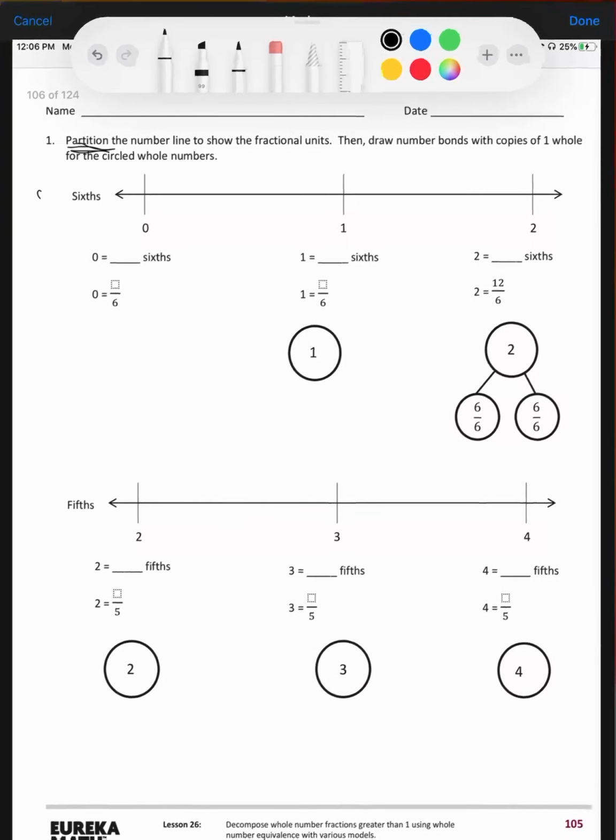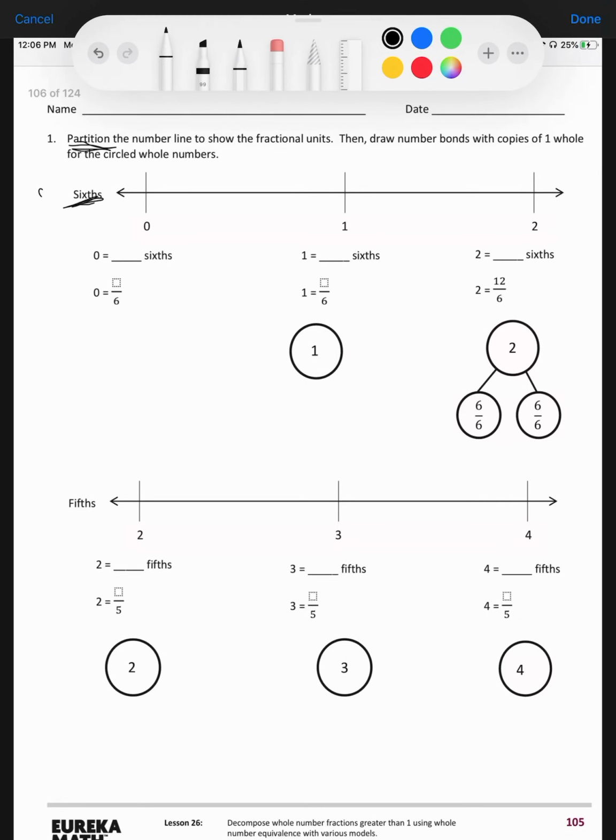So our first one here says sixths. So the first thing we need to do is partition the number line, or break the number line up into sixths. So one, two, three, four, five, six. And then we have one, two, three, four, five, six. Just making sure I split it apart correctly.